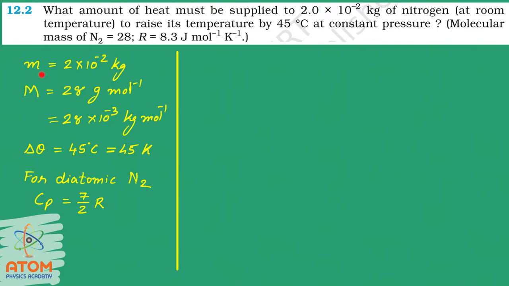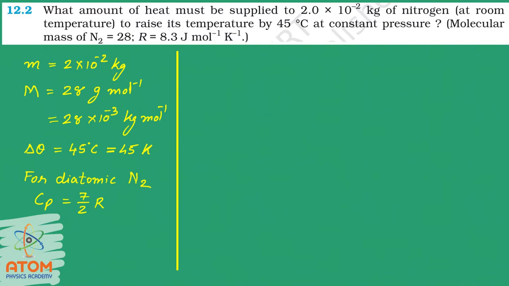Here the mass of gas is given 2 into 10 raised to minus 2 kilogram, and the molecular mass, or say molecular weight, is given 28. So it is 28 gram per mole, or you can write 28 into 10 raised to minus 3 kilogram per mole. The required difference of temperature delta theta is 45 degrees Celsius, so we can also write 45 Kelvin.